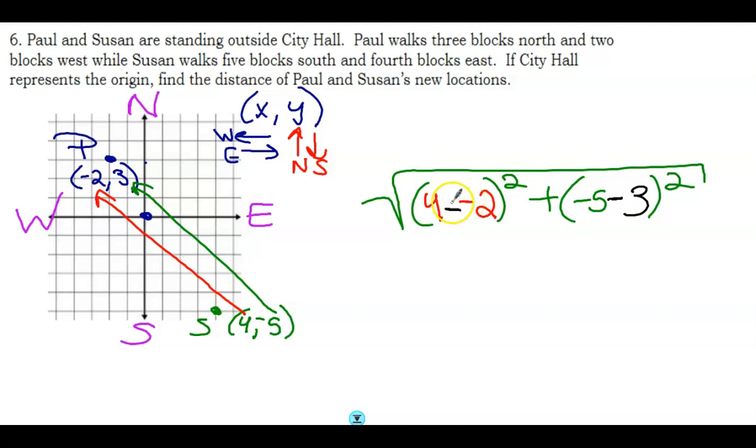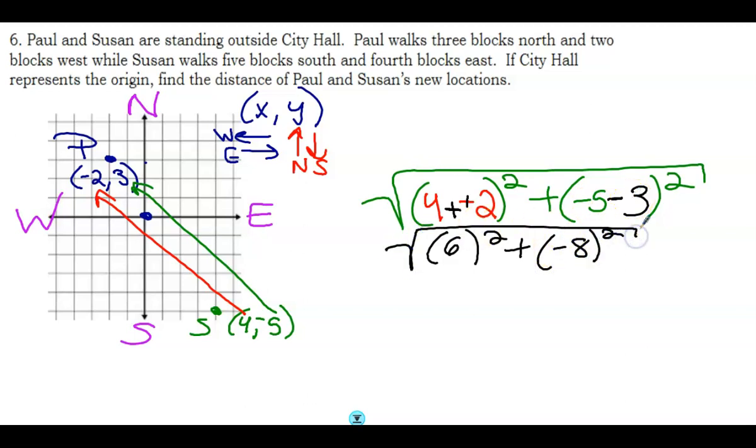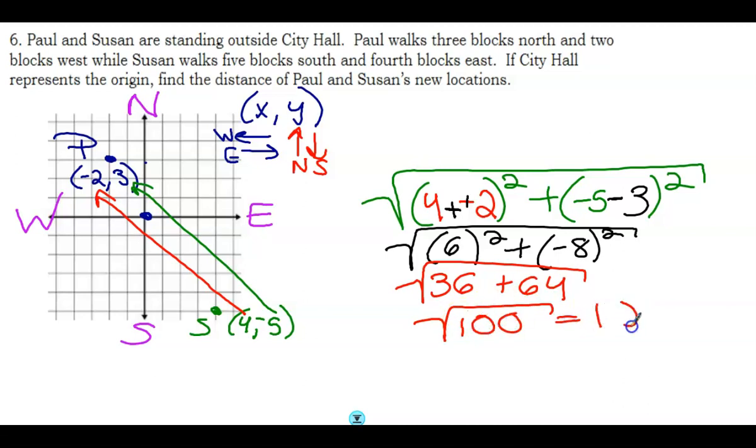So 2 negatives in a row become a positive. I have 6 squared. Negative 5 minus 3 is negative 8 squared. I have 36 plus 64. Added together is 100, and the square root of 100 is 10. So this could be 10 blocks away. It's not really exactly a block if it is going at a diagonal, but the distance would be 10.